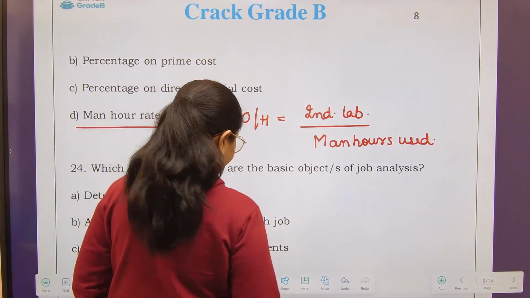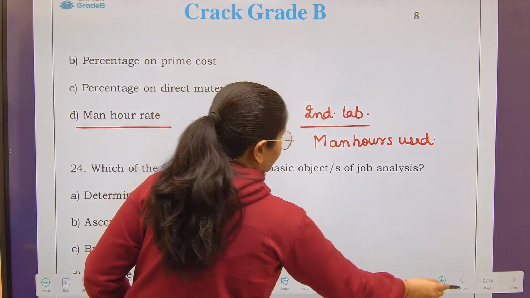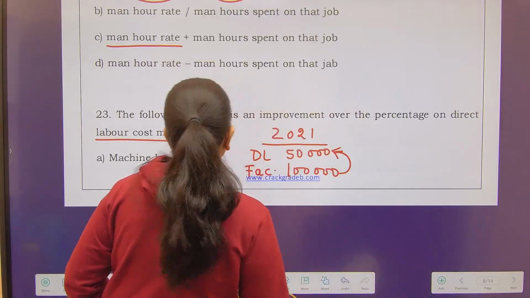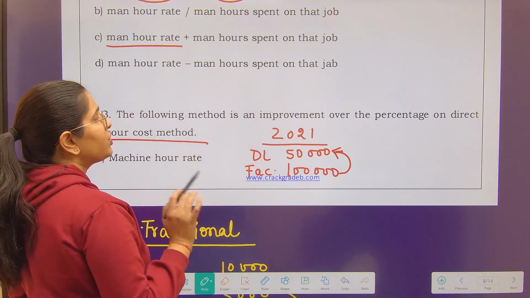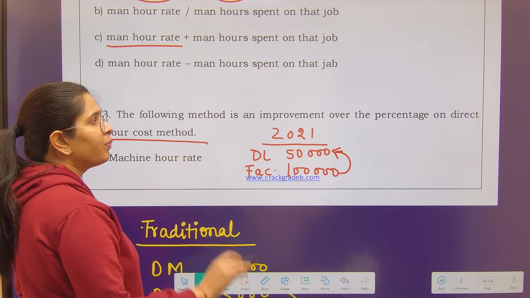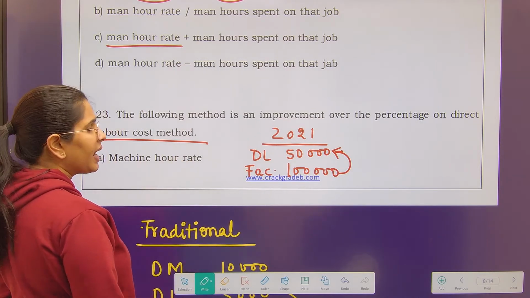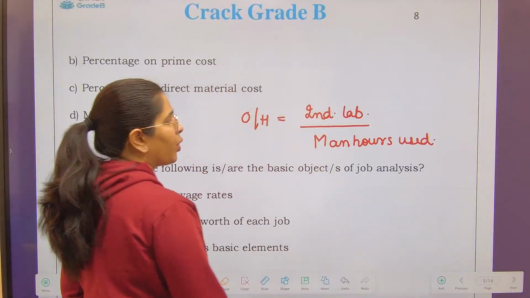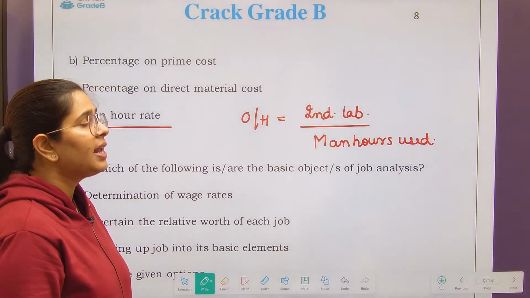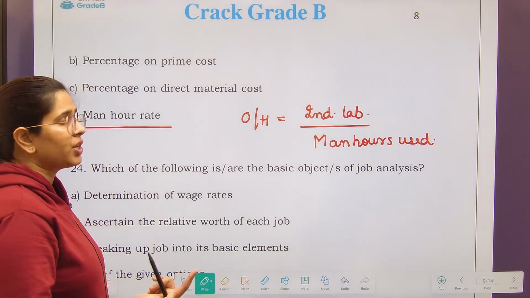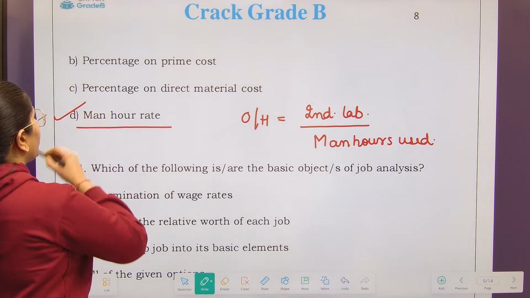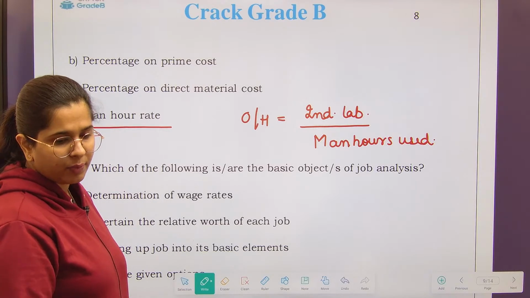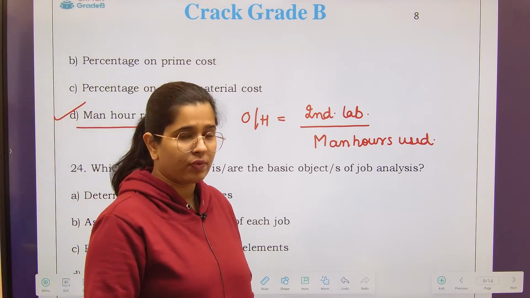So I do not have any clarification about this over here. I was just asking what should be the improvement over the percentage on direct labor cost method. That means if you have been allocating to the product on your direct labor method, that means the labor connection is there. Hence, accordingly, the man hour rate would be the appropriate thing to use over here.